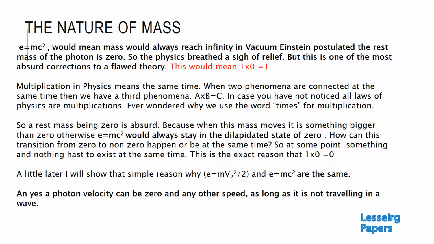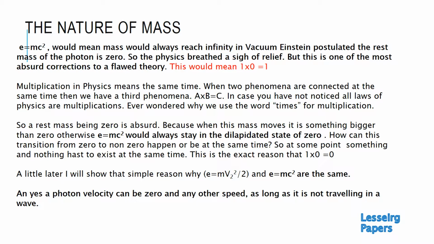Otherwise, E=mc² would always stay in the dilapidated zone of 0. So how can this transition from 0 to non-zero happen or be at the same time? You're moving along and all of a sudden 0 becomes something. So at some point, something and nothing has to exist at the same time. This is the exact reason that 1 times 0 is 0 and not 1 times 0 is 1.